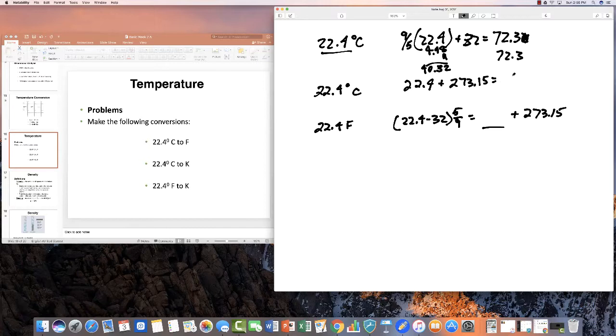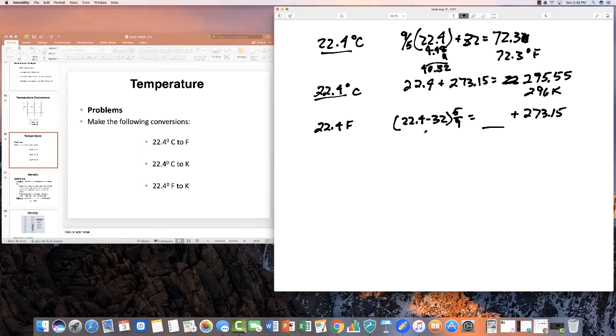This one's pretty easy. It's 295.55, and again, you have 3 significant digits here, so you round this up to 296 Kelvin. This is degrees Fahrenheit. You always have to have a label, by the way.